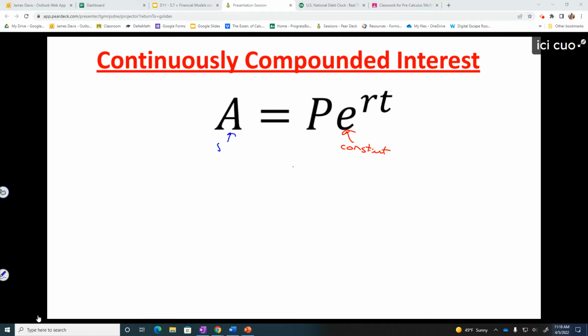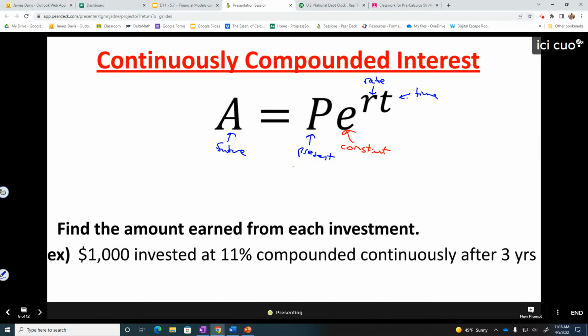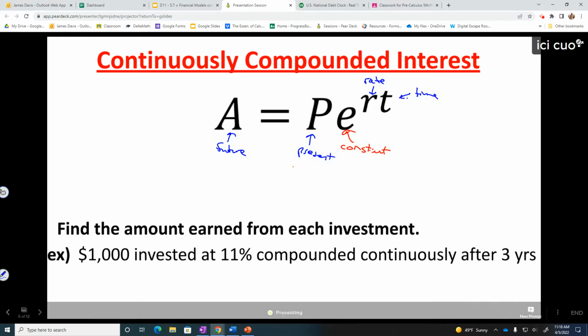This we call the future value. This is the present value. This obviously is our rate. And then we got our time. All of these things, and the E is just E on the calculator. So this is very easy to use. If it says your rate is compounded continuously, this is the formula you're going to use. A equals P E to the RT.